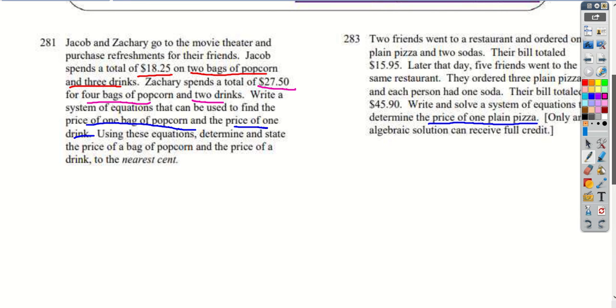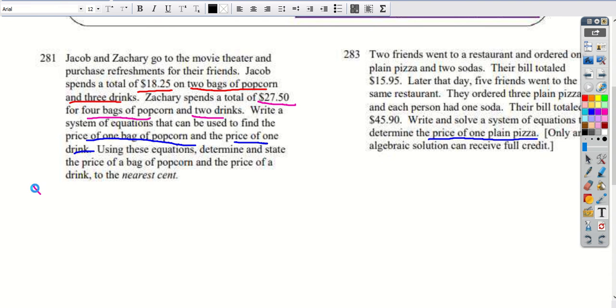Okay, so we're going to start by saying x is equal to the cost of 1 bag of popcorn. And then the same thing, y is equal to the cost of a drink. You want to get specific, so don't just say popcorn, okay? Make sure it's 1 bag of popcorn. And so now we're going to make our equations.